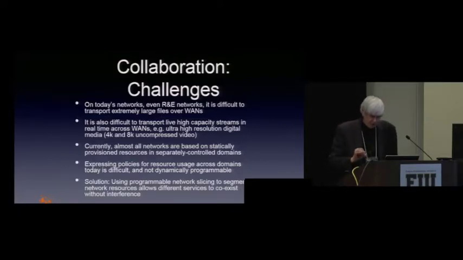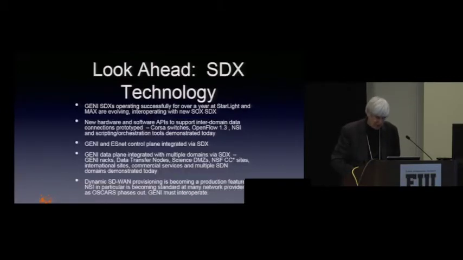So currently, almost all networks are based on statically provisioned resources. We talked about that. And we need policies also, because you simply can't open up the network to anybody and sundry to stream 80 gig or 100 gig. So you need to express policies. You need to have orchestrators who understand what resources are there and how they're allocated, how they should be allocated within that policy framework. Solution, using programmable networks, slicing the networks to segment different resources within a policy context for different types of usage capabilities. In other words, moving away from the one-size-fits-all network to a highly sliceable network where different usage allocations map to the resource requirements of the applications and services.